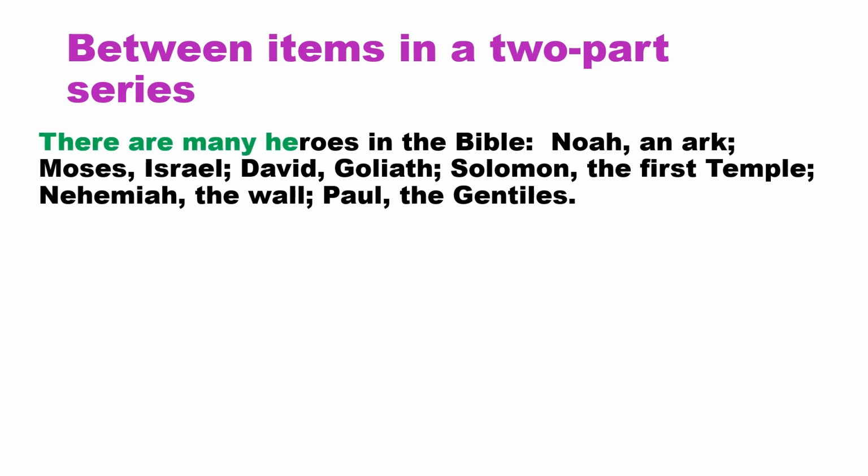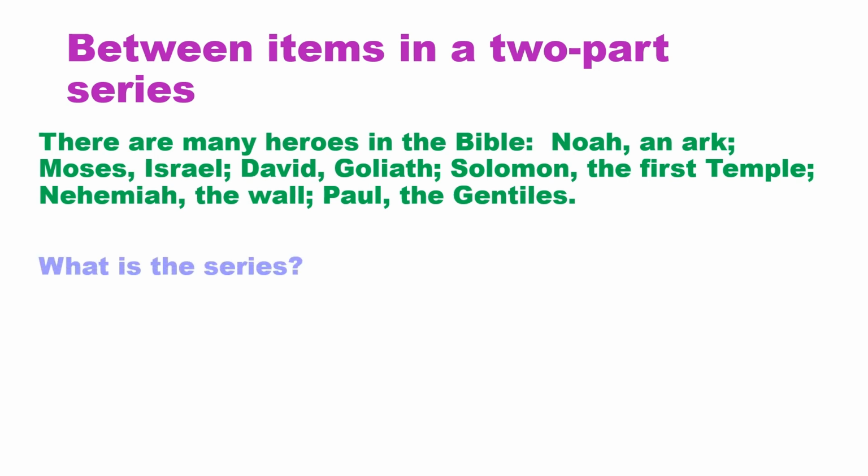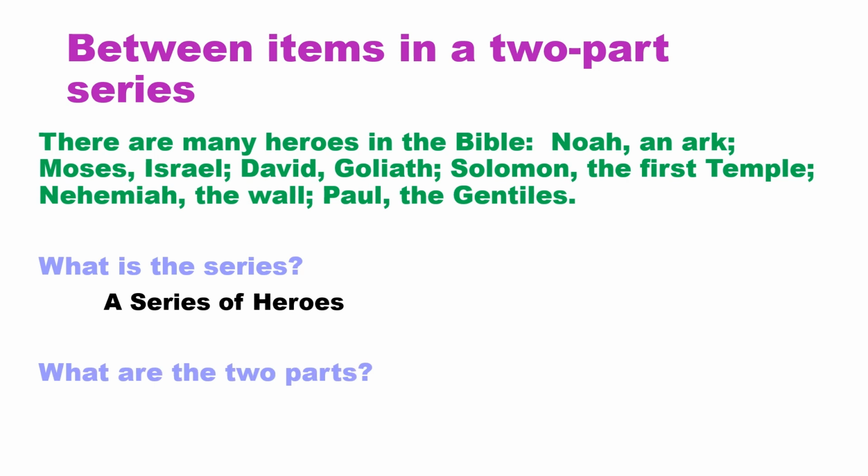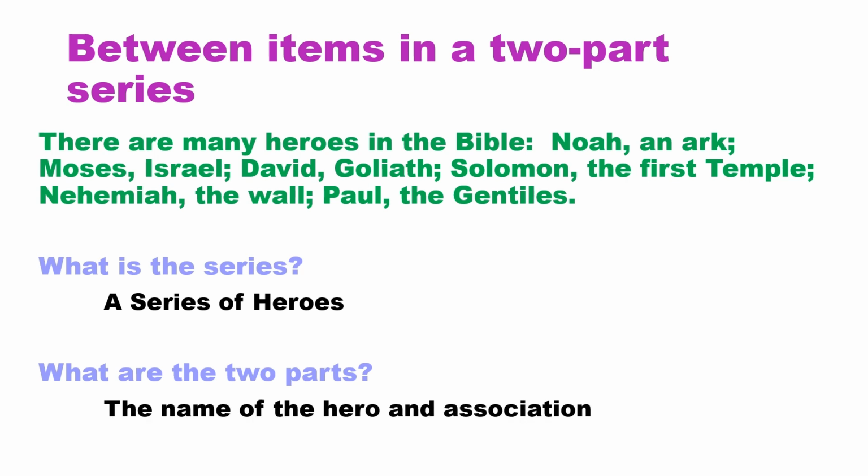There are many heroes in the Bible: Noah, an ark; Moses, Israel; David, Goliath; Solomon, the first temple; Nehemiah, the wall; Paul, the Gentiles. This sentence has a series, and each element in the series has two parts. What is the series? The series is heroes. And what are the two parts in each element? The name of the hero and the item or the person or persons with which that hero is associated.